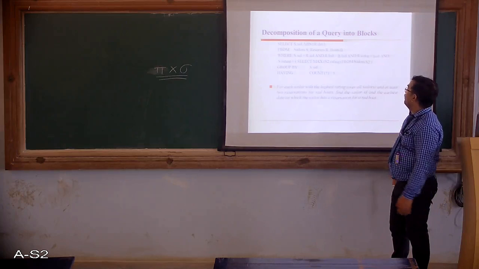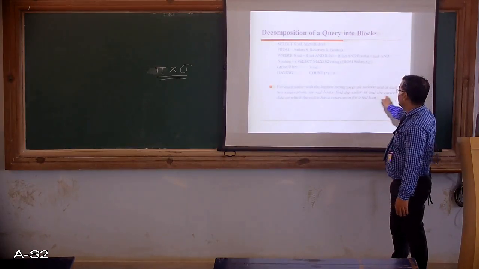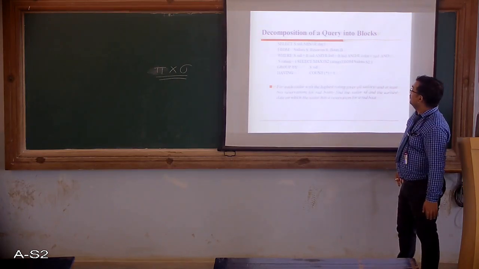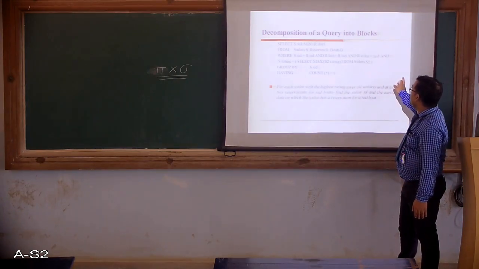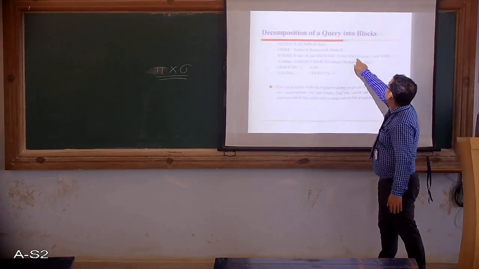Okay, greater than 1 means it is obviously going to be more than one reservation. That is what the description says: at least two reservations for red boats. See what it is selecting, this indicates the color. This is the primary condition here.